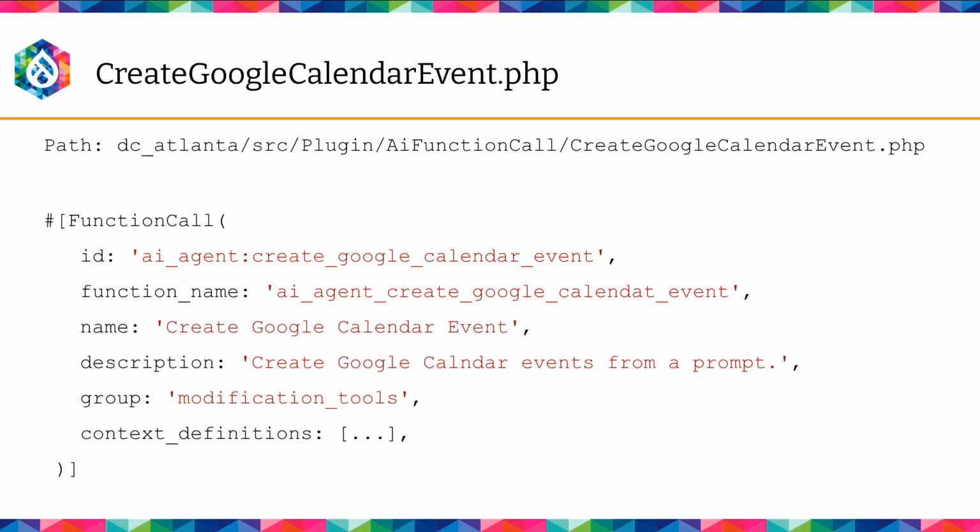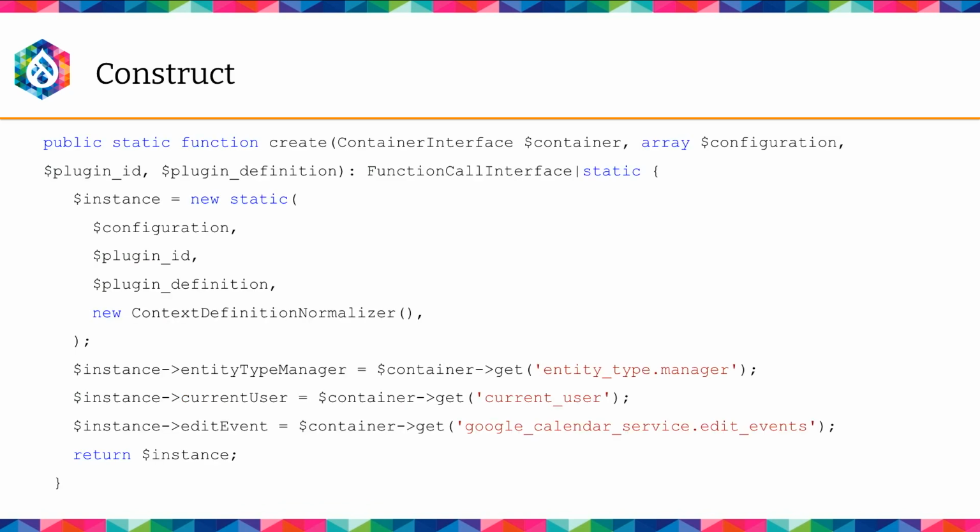So we go to our function call, similar to the previous one. We have the name, the description, and the group. And the context definition will be basically the same as the event. I'm not writing it here in the slides, but they are basically the same. In my create function, I have here the services I use, so the entity type manager, the current user, and then I'm using a Drupal module to manage the Google Calendar, to connect to it.